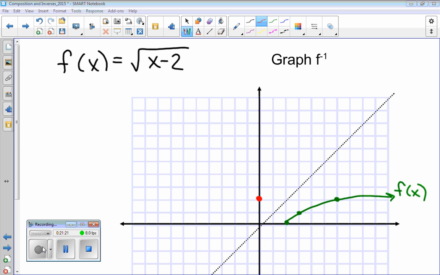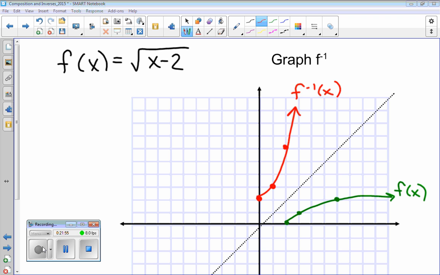Good. Give me another set of points, Carolina. (1, 3). All right, Alexis, give me one more. You can do it. (6, 2). So what would it be? (2, 6). Good. All right, so the red graph is going to be the inverse function. Notice that little -1 does mean inverse. Okay?